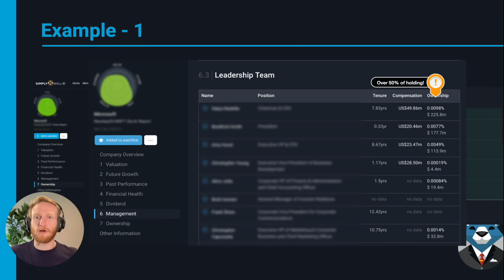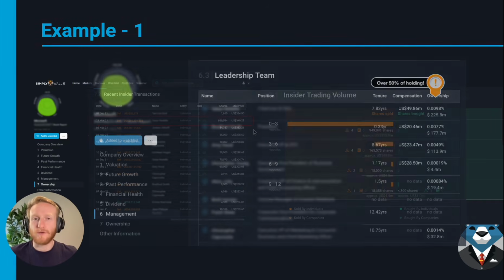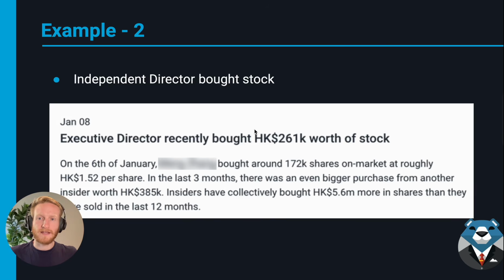But if it was a smaller amount, 2, 3, 4, 5%, it wouldn't be too concerning to me. Now, let's have a look at an example where a director bought stock. So we can see here this executive director recently bought $260,000 worth of stock on the 6th of January. So they bought 172,000 shares on market at roughly $1.52 per share. In the last 3 months, there was an even bigger purchase from another insider worth $385,000.